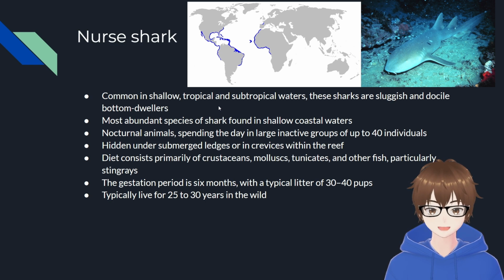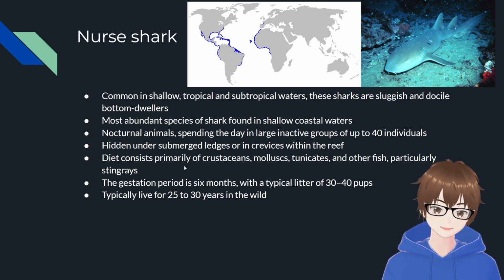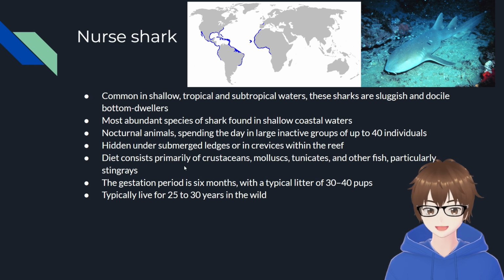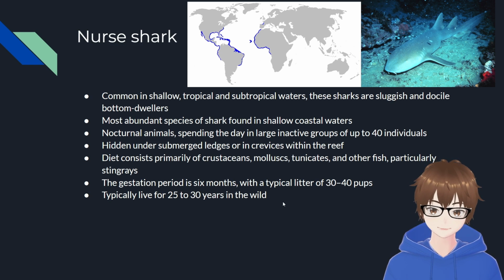nocturnal animals, spending the day in large inactive groups of up to 40 individuals. They can be hidden under submerged ledges or in crevices within the reef, and their diet consists primarily of crustaceans, mollusks, and other fish, particularly stingrays. The gestation period is 6 months, with a typical litter of 30 to 40 pups, and they typically live to about 25 to 30 years in the wild.